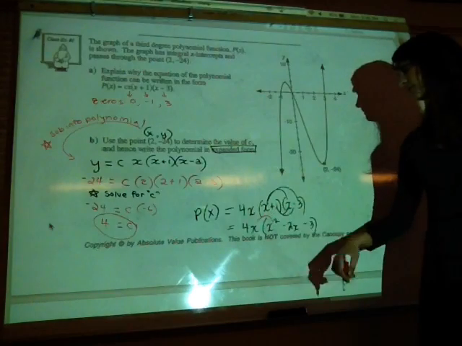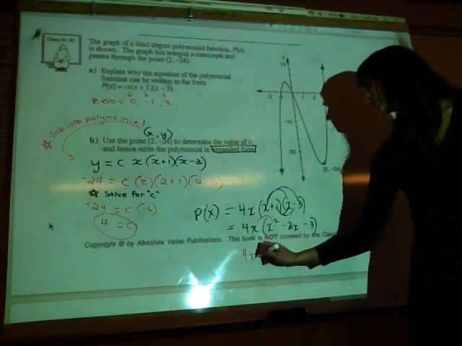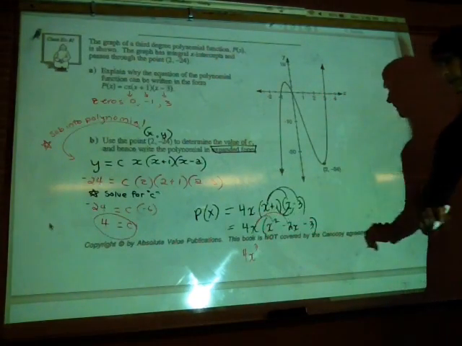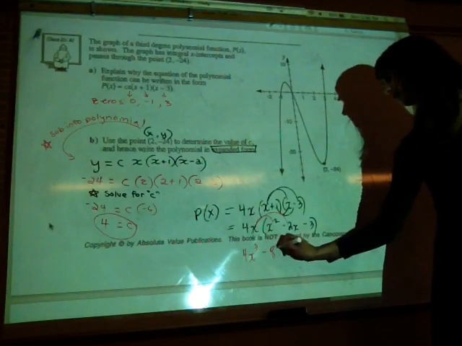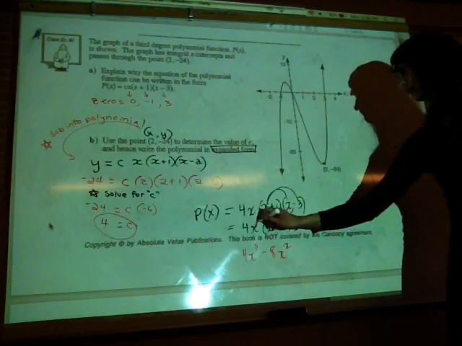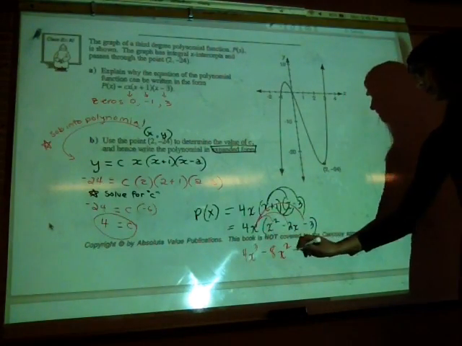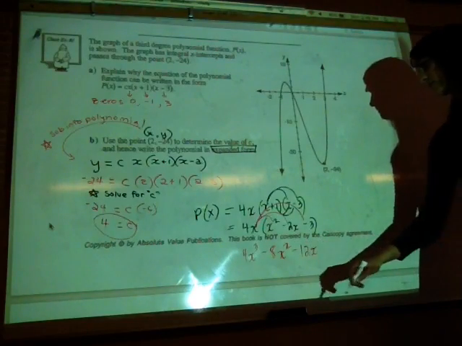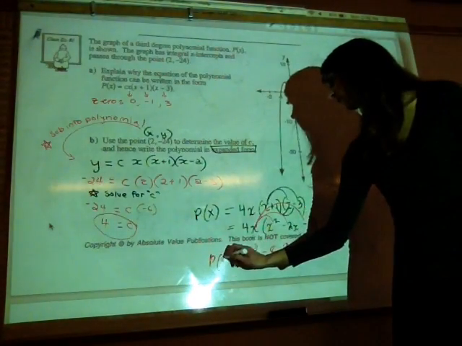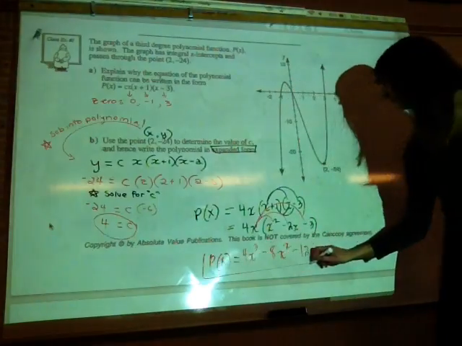Then we have to distribute that 4x into every single term in that trinomial. So 4x times x squared is 4x cubed. 4x times negative 2x is negative 8x squared. And 4x times negative 3 is negative 12x. So your polynomial is now in expanded form.